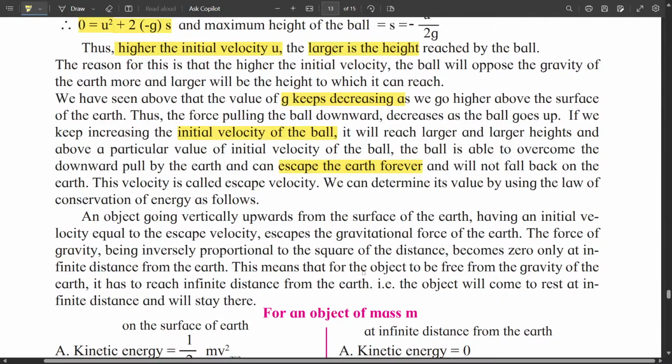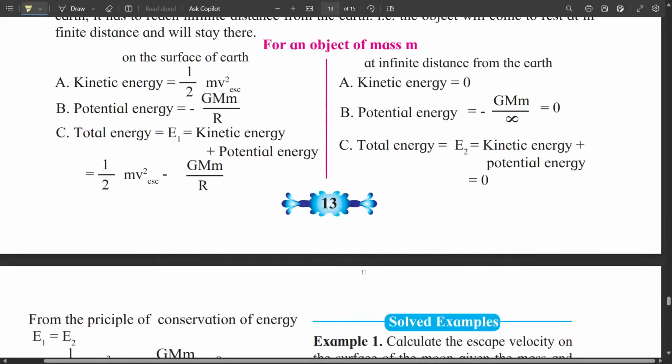An object going vertically upward from the surface of earth having initial velocity equal to escape velocity escapes the earth's gravitational force. The force of gravity, being inversely proportional to the square of distance, becomes 0 only at infinity. This means that the object has to go to infinity so that the gravitational force acting on it is 0. Now let us find the expression for this escape velocity.